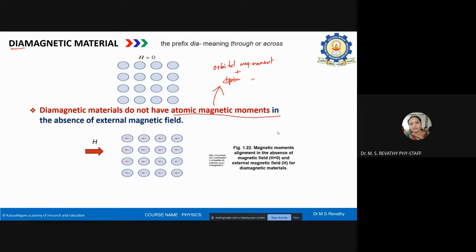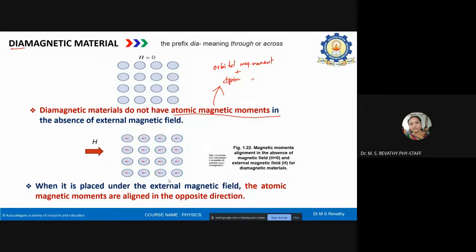And when you apply a magnetic field, the symbol is capital H. When you apply a magnetic field, what happens? The magnetic moments start to arise. We have seen the magnetic moment alignment in the absence of a magnetic field, and in the presence of an external magnetic field, the magnetic moments align themselves. But when you add all the magnetic moments, the net answer will be zero. Even when the magnetic field is applied, you can count the number of magnetic moments: 1, 2, 3, 4, 5, 6. Some may point in the reverse direction. So when you add all, the answer will be zero. This is the case in the diamagnetic material. Even though magnetic moments arise, when you sum up all, the answer will be zero.